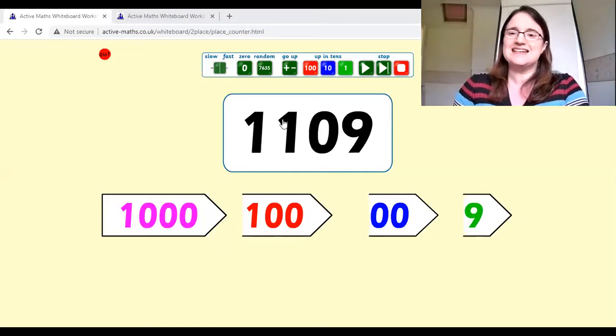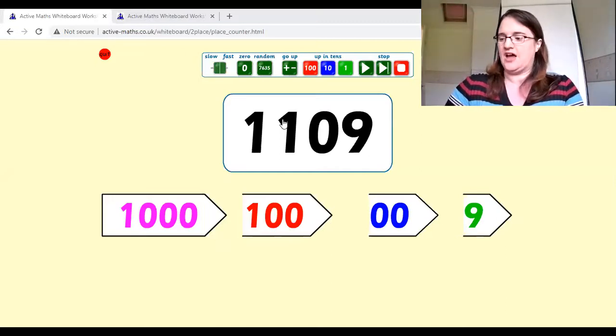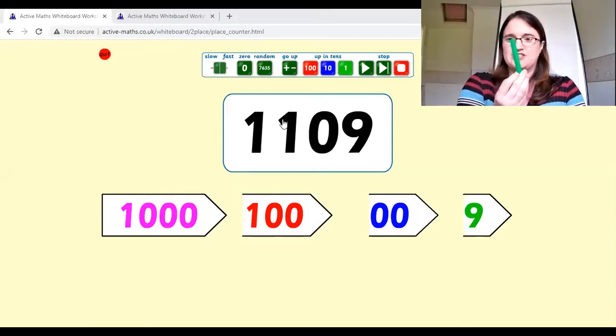And we're going to be adding 10 each time. Okay, so if I'm adding 10, I'm going to add one of these, aren't I? Because they're worth 10. So I'm adding 10 to that. So I've got my 1,000, I've got my 100, they're not changing.